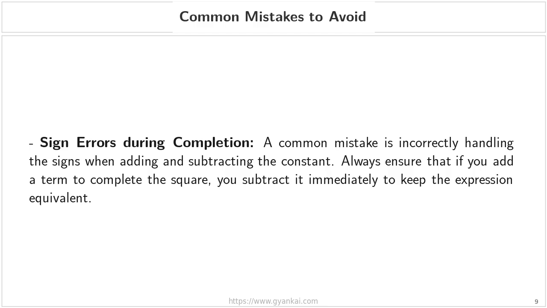When we're completing the square, we add a term to make the quadratic expression a perfect square, but then we immediately subtract that same term. It's crucial to remember that addition and subtraction are opposites. If you forget to subtract the term you added, you're changing the entire value of the expression, and your integration will be off. So, always double-check that you've maintained equivalence by adding and subtracting.